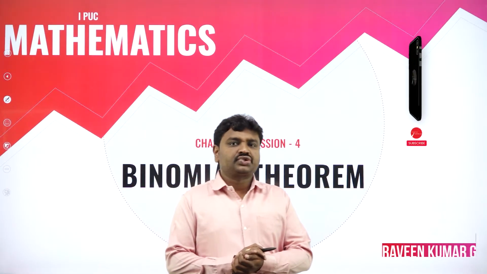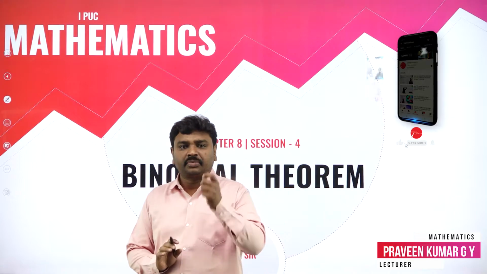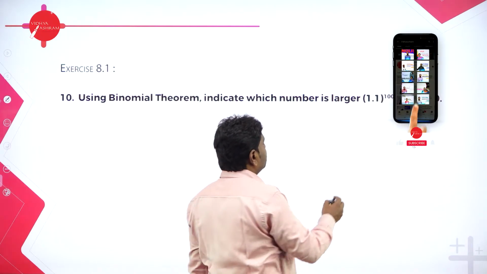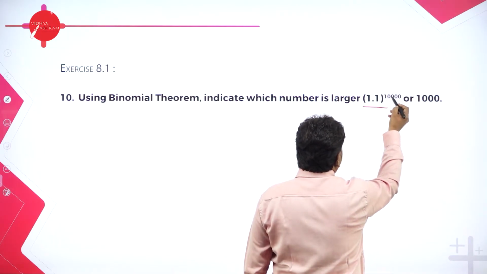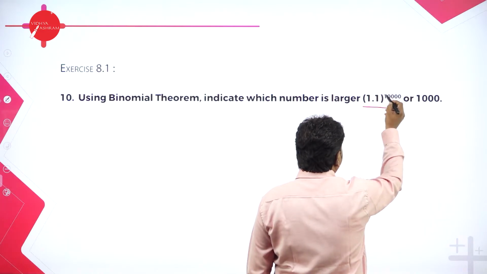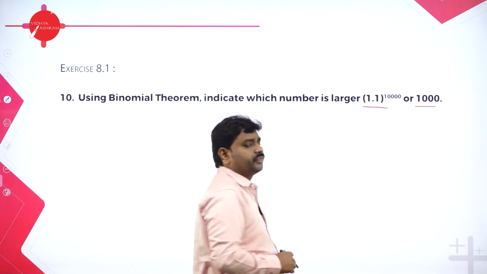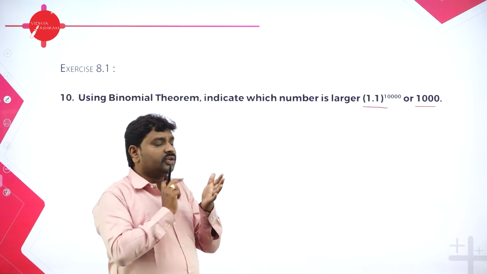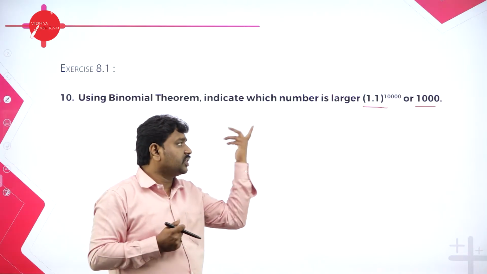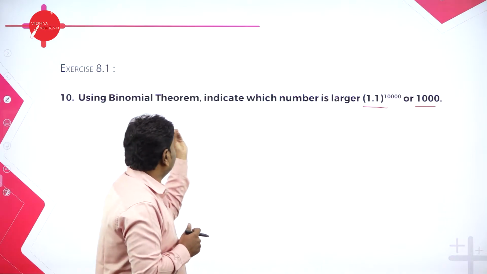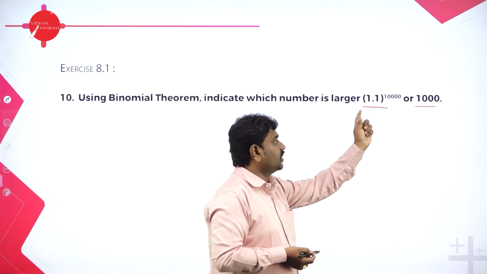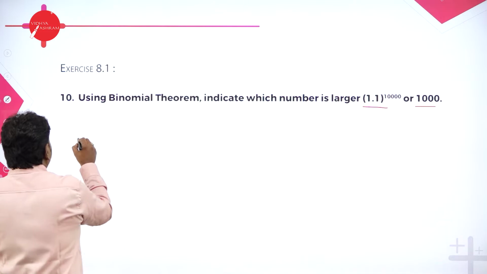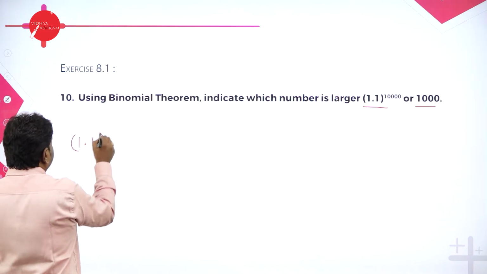Welcome to the session, dear students. Today I'll go ahead with some of the problems of binomial theorem. Using binomial theorem, indicate which number is larger: 1.1 power 10,000 or 1000. See, 1.1 power 10,000 you can't do even using a calculator. You can't multiply 1.1 ten thousand times using a calculator or anything. So you have to use the technique of binomial theorem. The other number is 1000. You have to compare these two and say which is greater. Very interesting. So now I'll take 1.1 power 10,000.